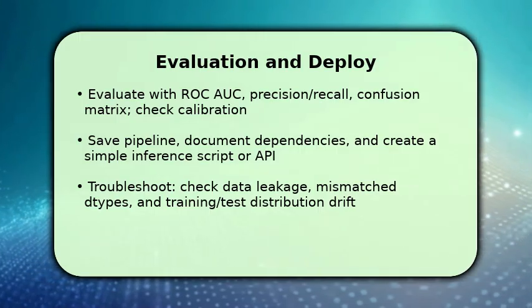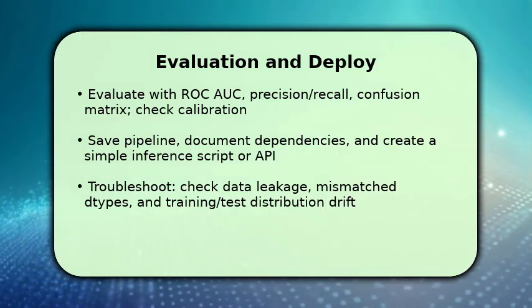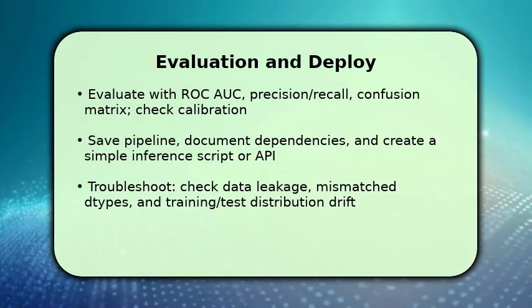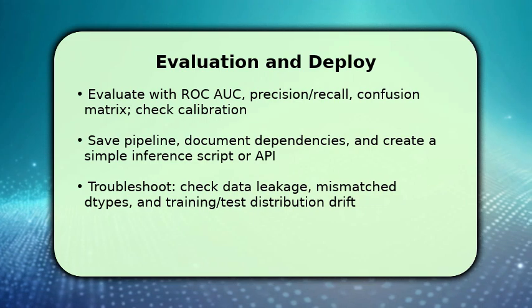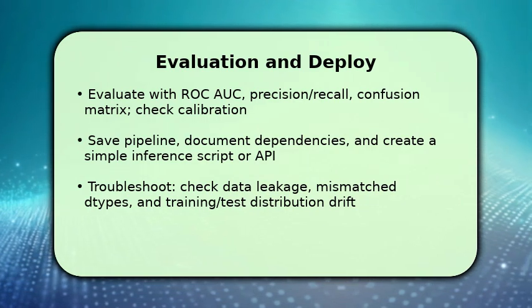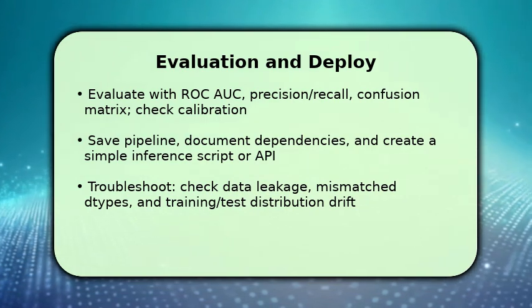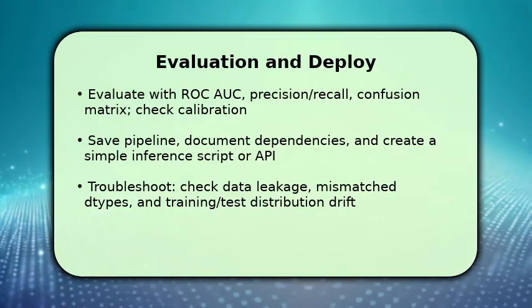Then write a small inference script or wrap the pipeline in a lightweight API for deployment. If things go wrong, quickly check for data leakage, mismatched dtypes, or distribution drift between train and test. Correcting those usually resolves most failures.